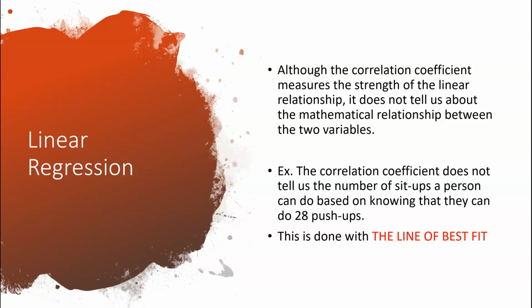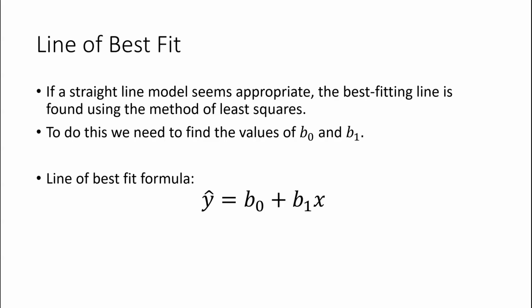And to do this, we calculate the line of best fit. The line of best fit is a straight line model, the best fitting line for the points that are plotted. To do this, we're going to need to find the values for B0 and B1. The line of best fit formula looks like this: y hat equals B0 plus B1 times x, okay?